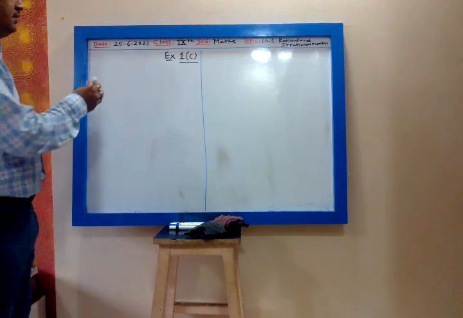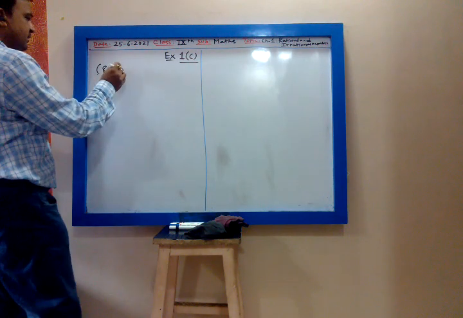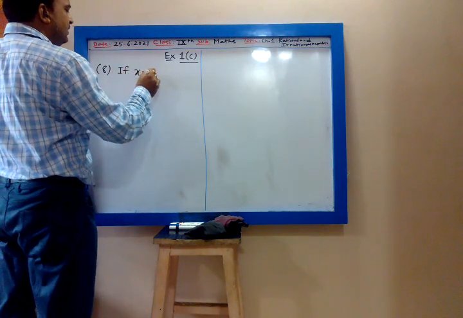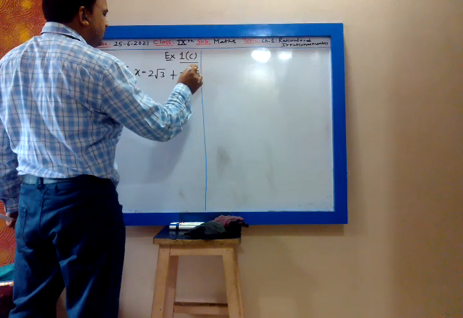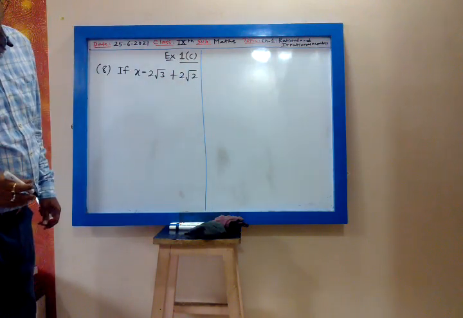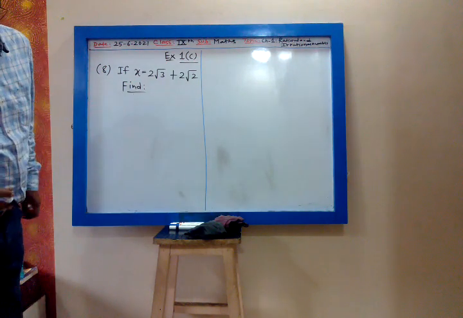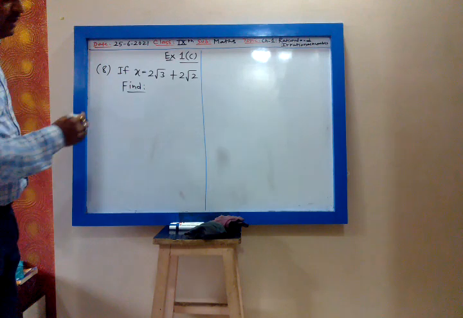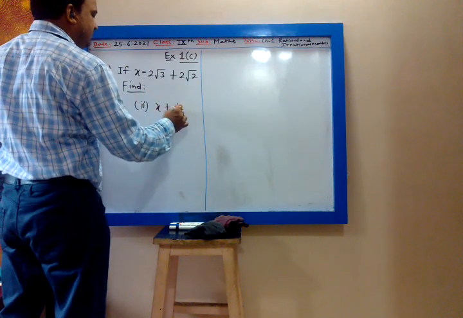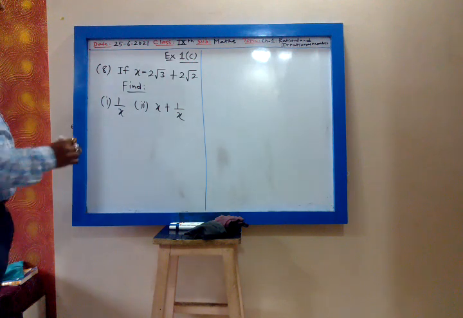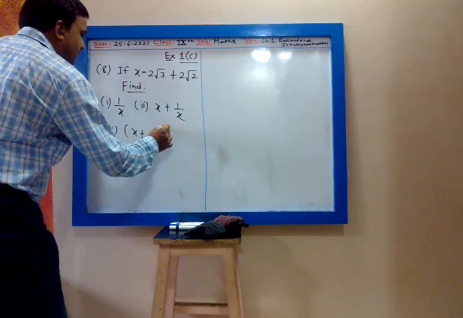Sir, the 8th one. If x is 2 root 3 plus 2 root 2, then find first 1 upon x, second x plus 1 upon x, and third x plus 1 upon x whole square.